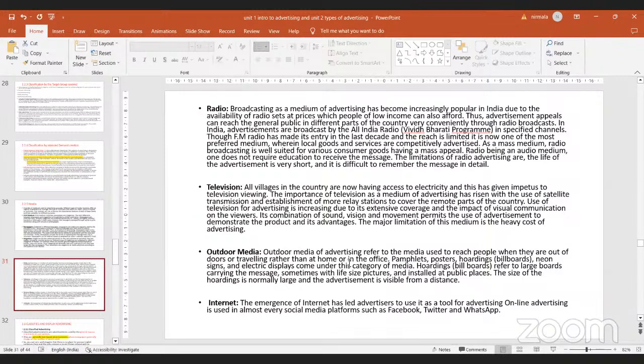And outdoor advertising, again, it can be in the form of anything like boards, hoardings, billboards, or electric displays. All these come under the outdoor media. Or pamphlets also you can use, posters also you can use as part of your outdoor media.